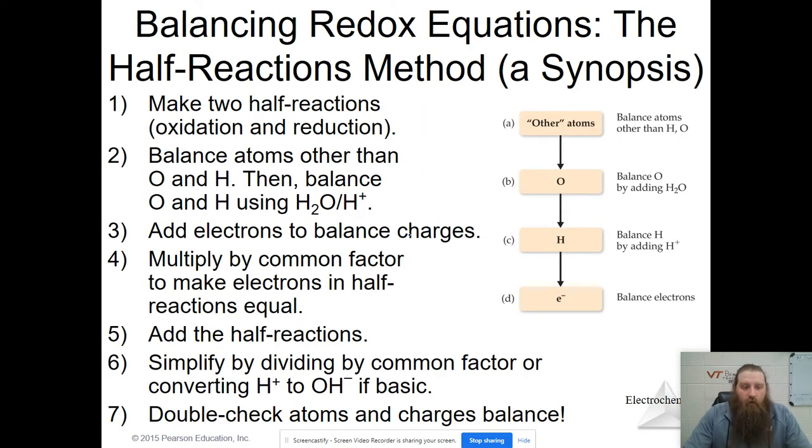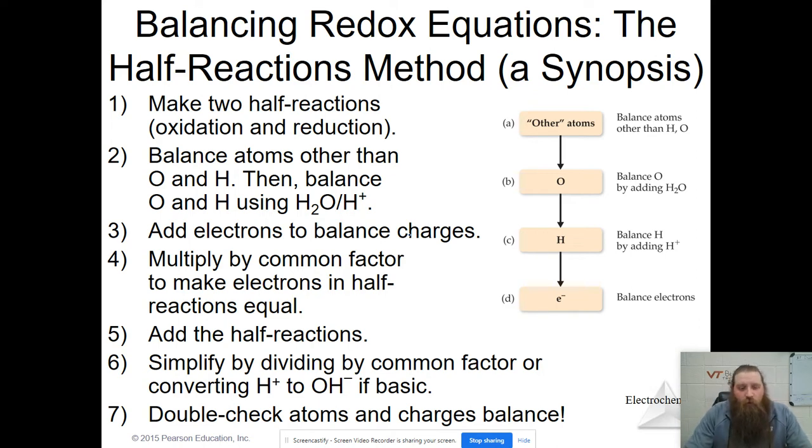So in order to look at that, here are the rules for balancing a redox equation with the half reaction method. There are 4 basic steps. We want to balance all the atoms other than O and H. We want to balance oxygens by adding waters. We want to balance hydrogens by adding H pluses. And then finally, we want to balance our electrons.